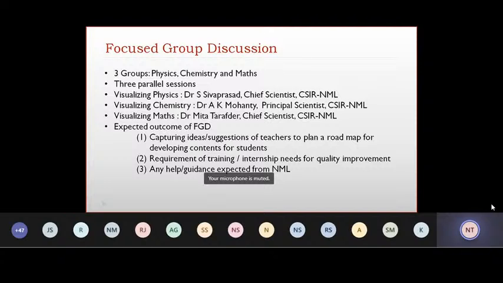The expected outcome of this group discussion is capturing ideas and suggestions of teachers to plan a roadmap for developing content for students. I request all my chairpersons to capture the ideas of teachers, have a good discussion, and understand if the teachers require any kind of training or internship opportunities so that quality can be improved, or if they have any idea or any help or guidance expected from NML. We'll be very happy to offer that.